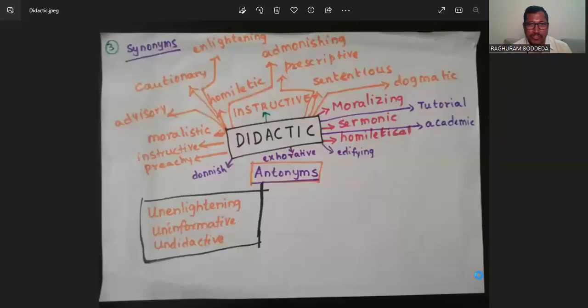how many words you know about this word, and you can also check what are the words you can use it for various sentences to say something about tutorial or academic or dogmatic. You may use some sort of admonishing, advisory, moralistic. These are the synonyms we are using for this word.